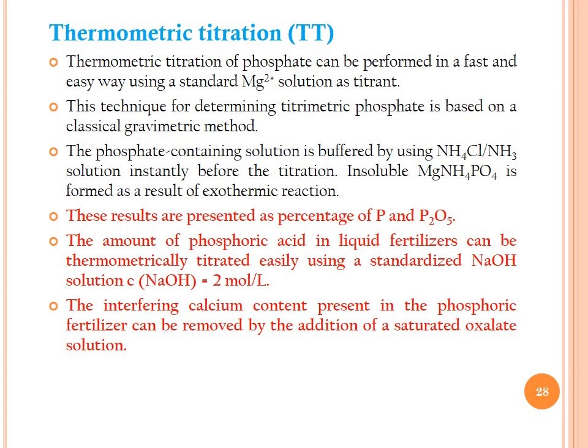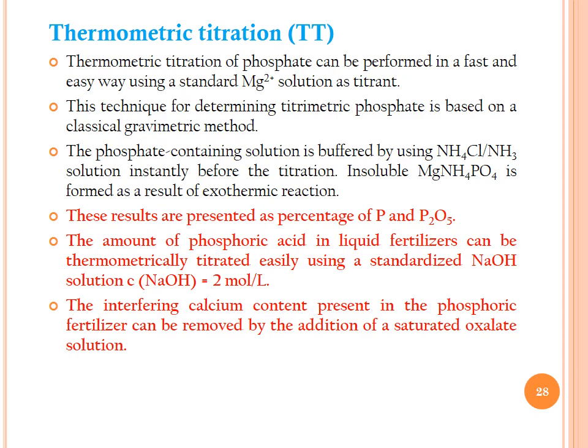Thermometric titration of phosphate can be performed in a fast and easy way using a standard magnesium solution as titrant, because magnesium phosphate is water insoluble, obtained as a result of the reaction of phosphate with any type of magnesium containing solution, meaning magnesium chloride or magnesium sulfate. This technique for determining phosphate by titrimetry is based on a classical gravimetric method.